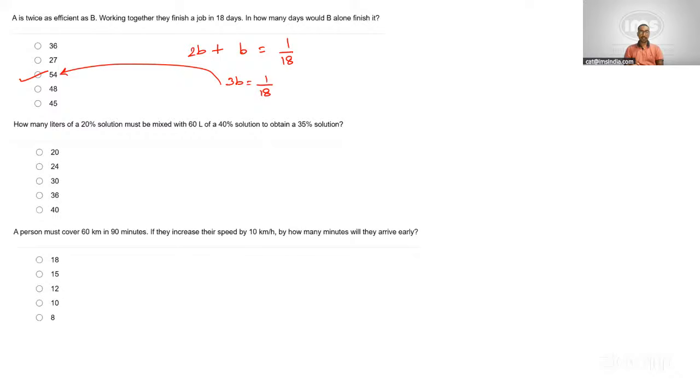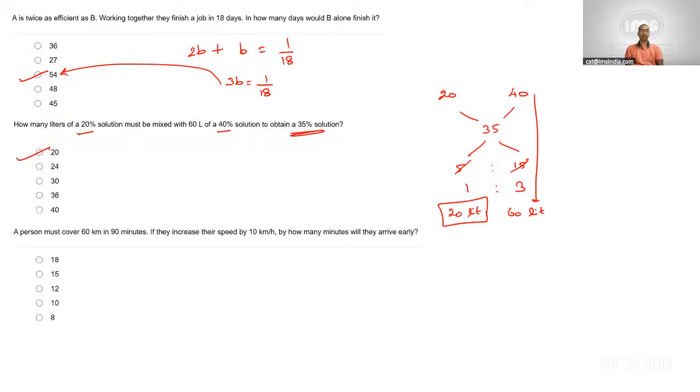Then, how many liters of a 20% solution must be mixed with 60 liters of the 40% solution to obtain a 35% solution? Great. I mixed 20 and 40 to get 35. This is a classic alligation problem. 20, 40 are mixed to give me 35. So the ratio will be difference 5 over here and 15 over here, which is 1 is to 3. Now 60 liters of 40% solution. So this happens to be 60 liters in 1 is to 3. So this has to be 1/3, right? So the answer is 20 liters.